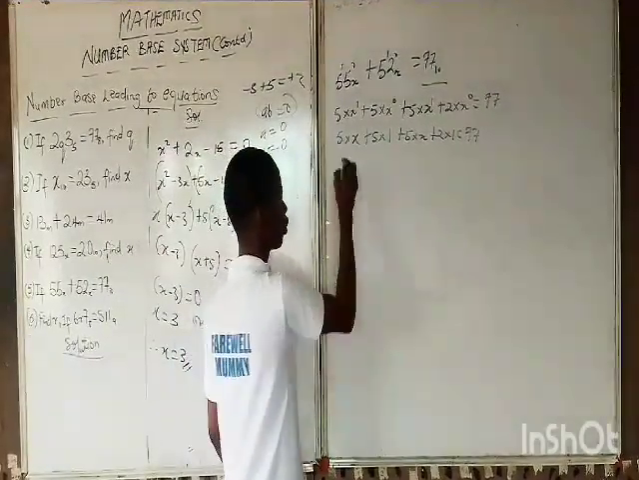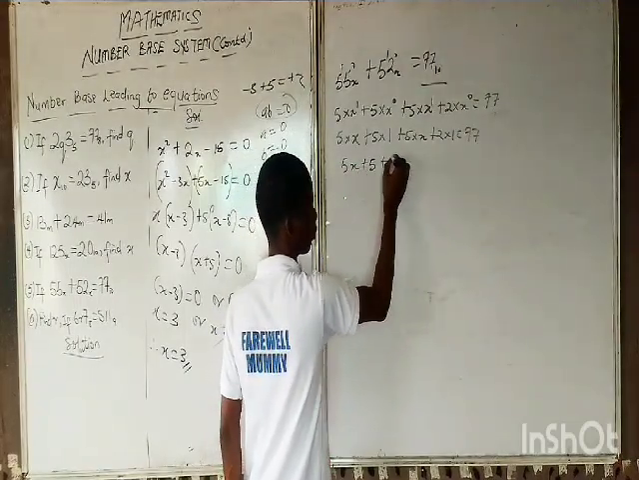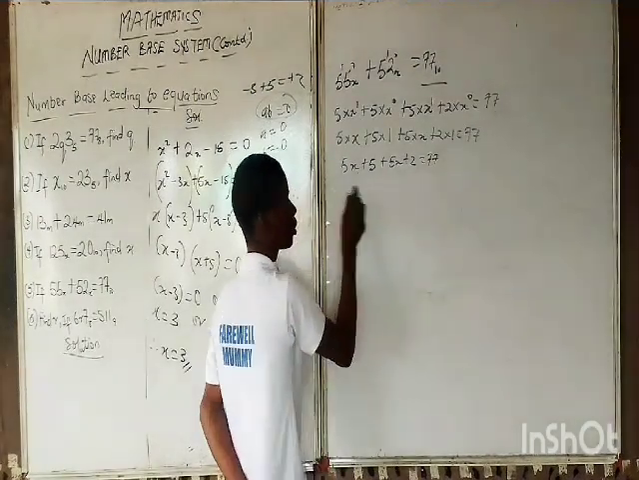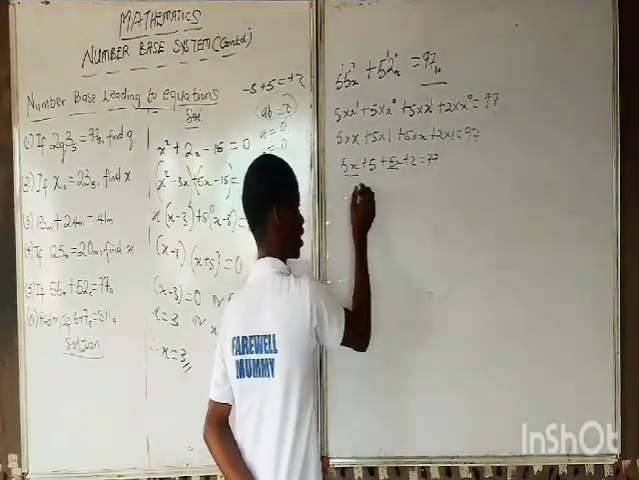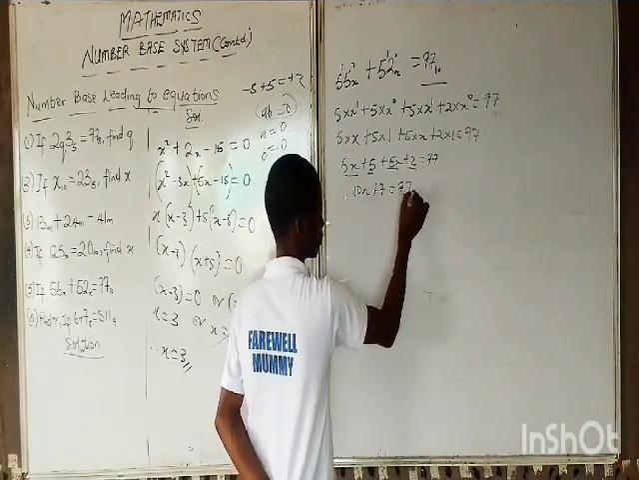Now let's continue. We have 5x plus what? Plus what? Equal to what? So 5x, that equals 10x, right? 5, 2, that equals what? 7. Equal to what? 77.